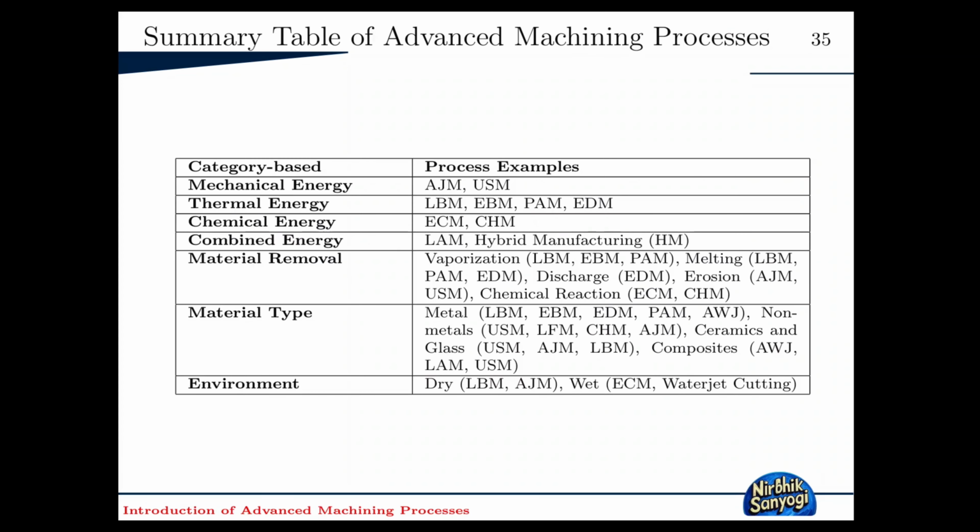So the processes under the different classifications are summarized here. If you see, mechanical energy based: AJM, USM; thermal: LBM, EBM, PAM, EDM; and chemical energy based like ECM, chemical machining; combined energy: LAM, hybrid manufacturing; material removal by vaporization: LBM, EBM, PAM. So what I discussed in the earlier slides, this is the summarized table.